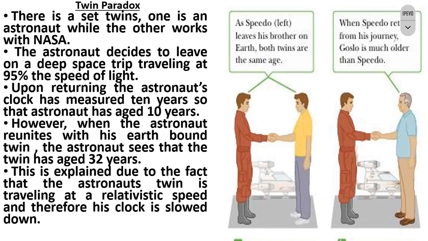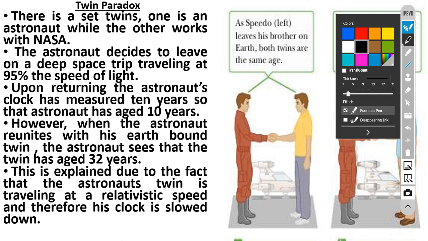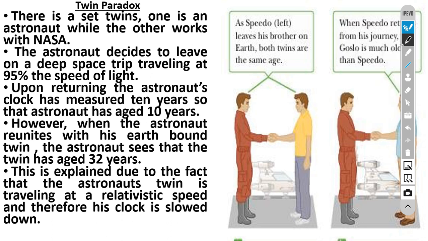So you see, these are identical twins. They shake hands. This one is about to travel. It's the A here. He leaves his brother on Earth. As Speedo left, he leaves his brother on Earth. Both twins are the same age. So one has decided to embark on this journey.